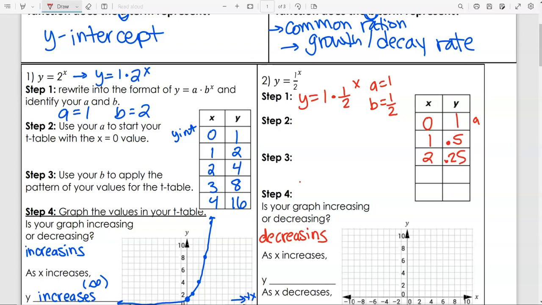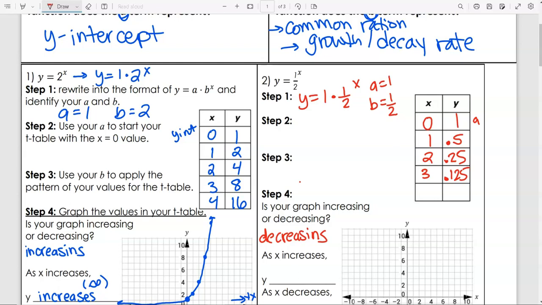What is 0.25 times 1/2? You're guessing. Okay, you have calculators, guys. Stop guessing. What is 0.25 times 0.5? 0.125. We're getting smaller and smaller and smaller, right? It's getting to the point where it's going to be almost impossible to graph.